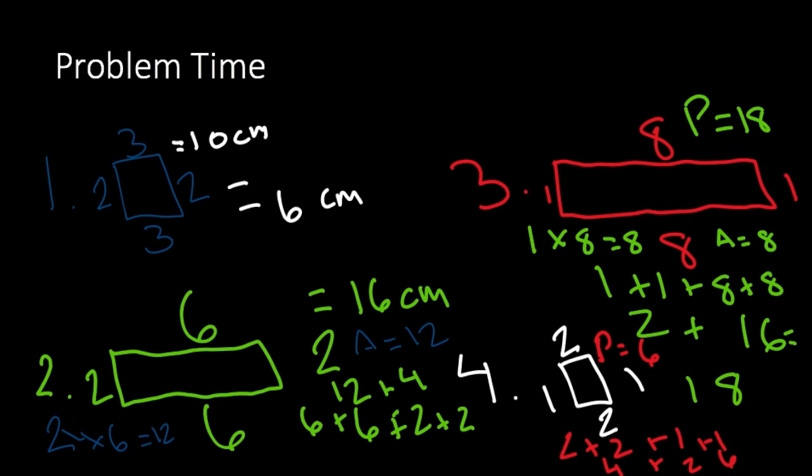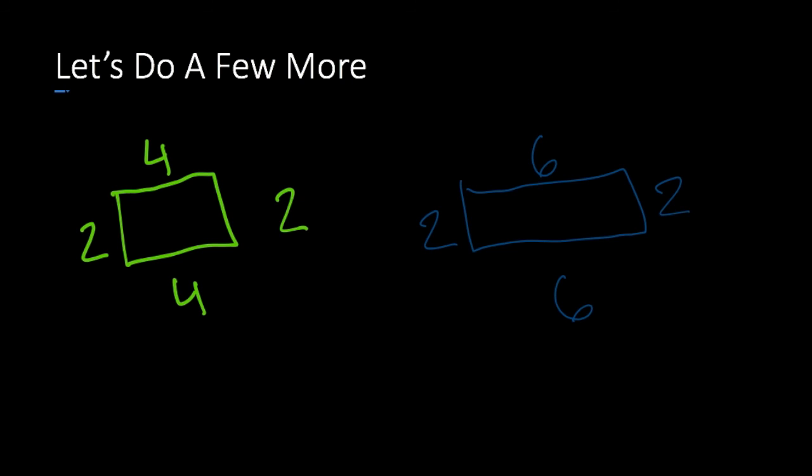Now, time for the area. Area is width times length. So 1 times 2 would equal, let me make that a little bigger for you guys to see that. 1 times 2 equals 2. So the area of this is 2. Now, let's do a few more here.